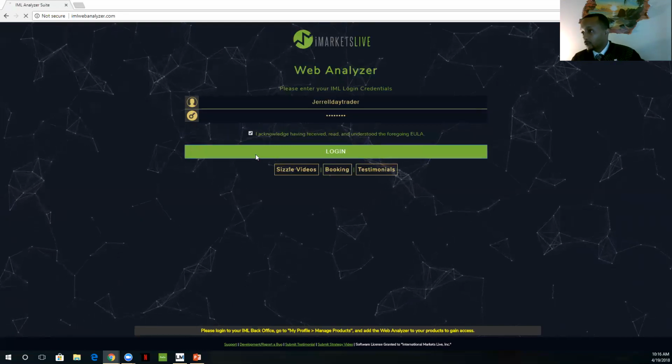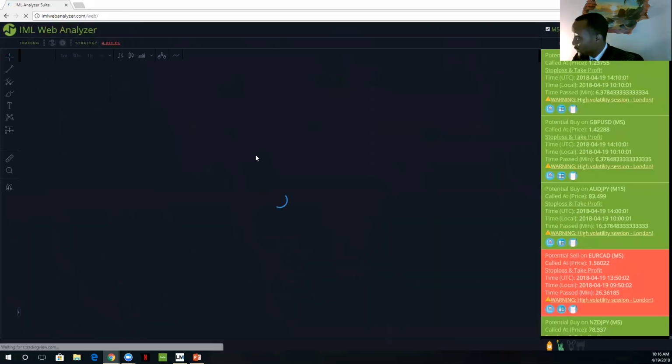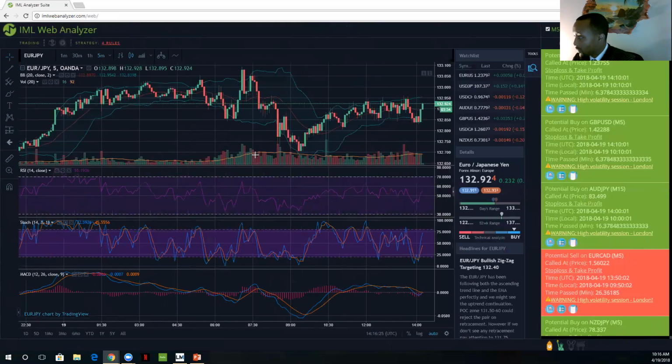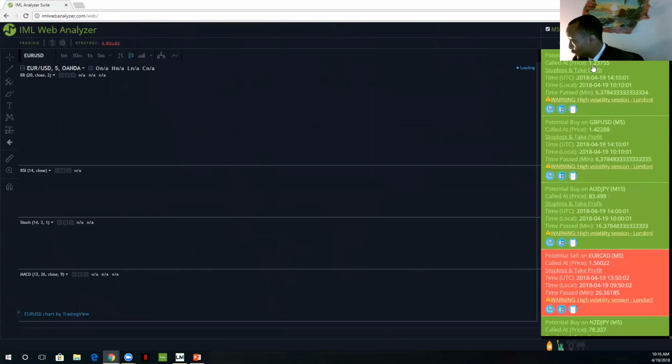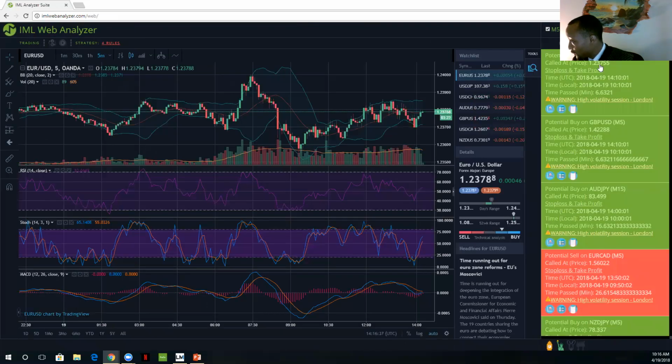Only reason I'm gonna show you this real quick is I want you to see how simple they make it. So don't worry about all that over there. Just look at this column on the right. Six minutes ago, they called a buy on Euro USD, called it at 1.2375. So if you were to look at this, all you need to know is they called a buy and what time it was called.